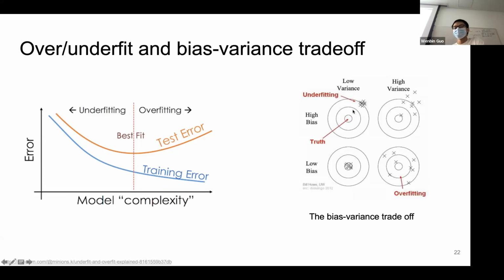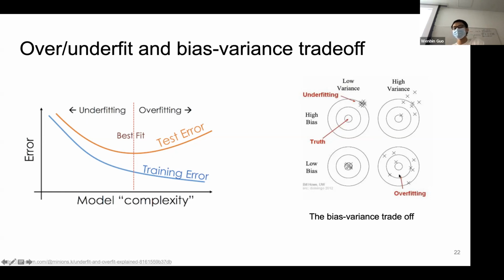For underfitting, it has low variance and a high bias. High bias means the model doesn't provide accurate results compared to the truth, so it has a large deviation from the truth. Because the models are simple, in new cases they will probably generate similar results. So the variance is low.